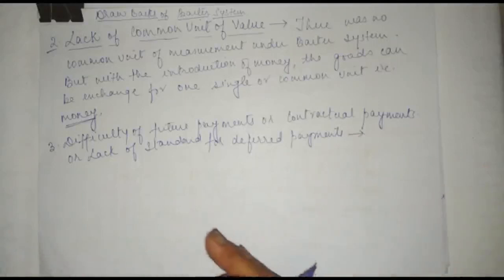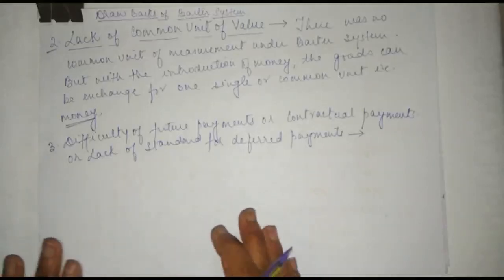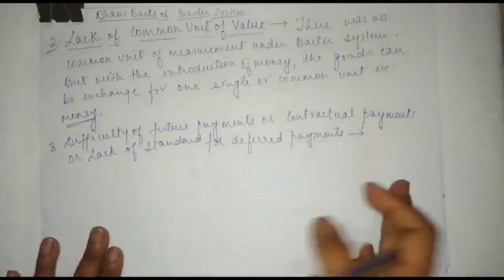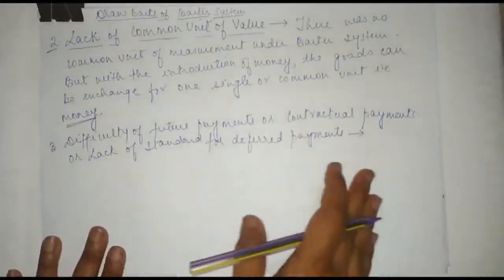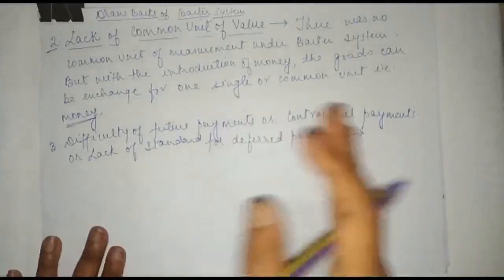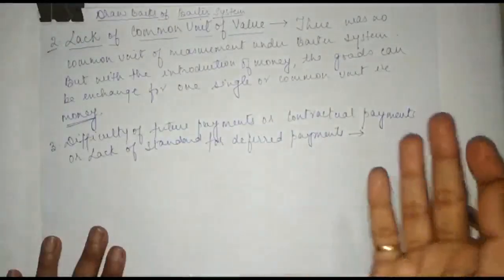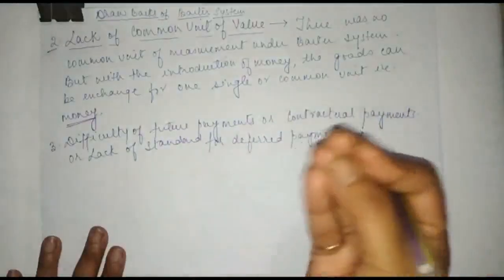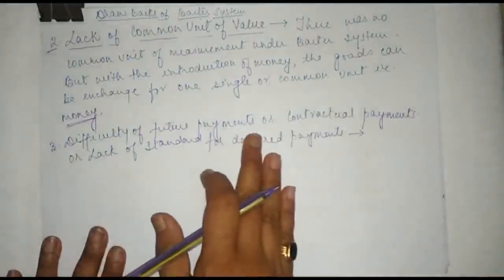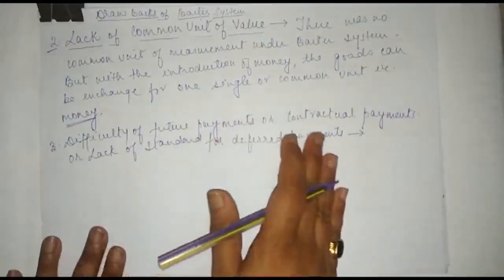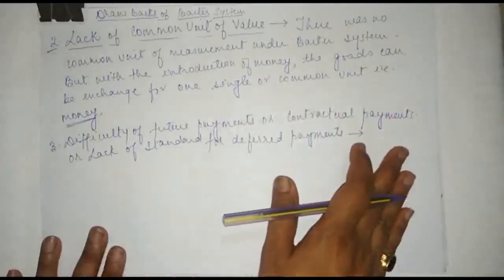Okay, suppose you have taken an amount of rupees 1000 as a loan, and the principal amount you have to pay later on, after 6 months, with the interest. Now suppose you have to pay in terms of goods: how much rice will be given in terms of interest, or how much wheat? It is very difficult. But in terms of money, it was very easy to make standard payments, deferred payments, or contractual payments.